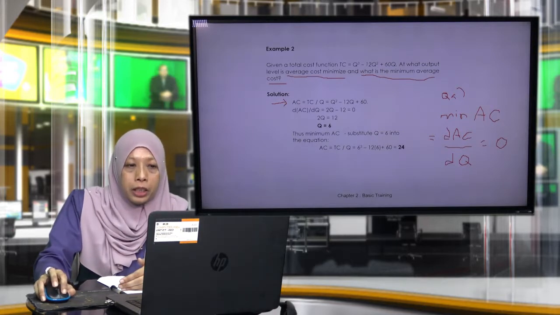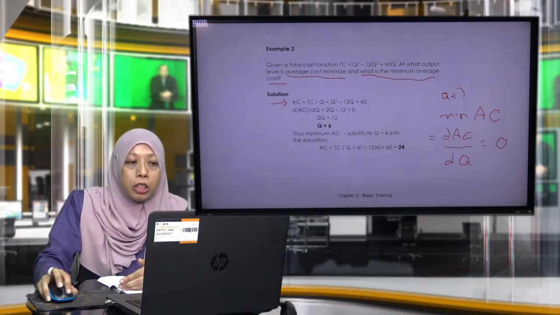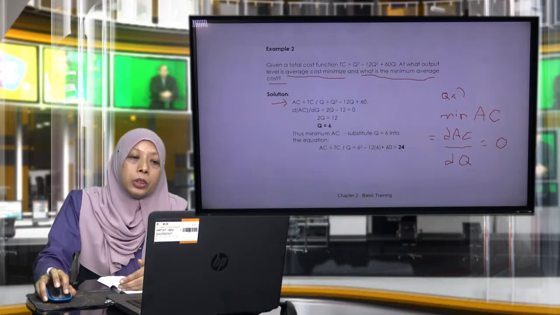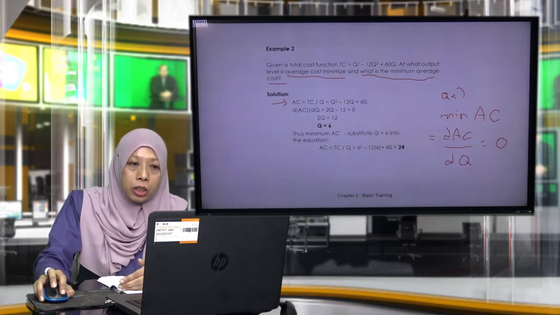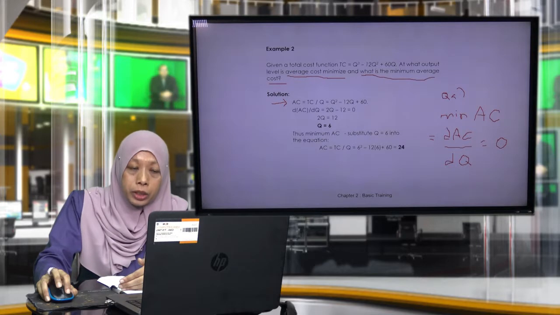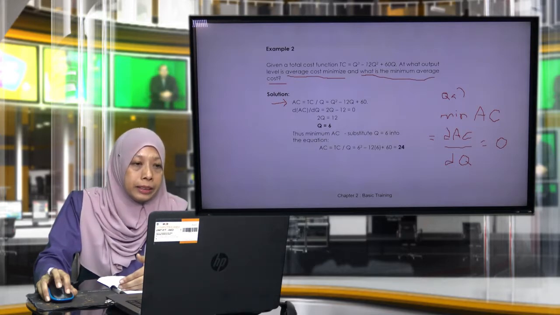And remember, you have to set the derivative equal to 0, isn't it? So 2Q minus 12 equals 0. So you can solve for Q, and you end up with Q equals 6. So to minimize average cost, you have to make sure that the value of output is equal to 6.